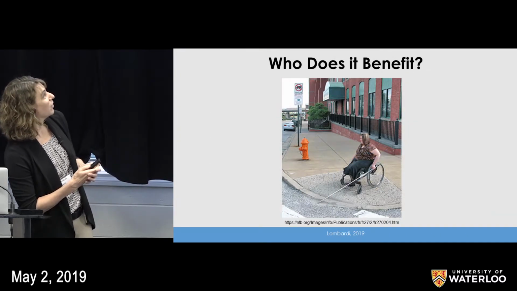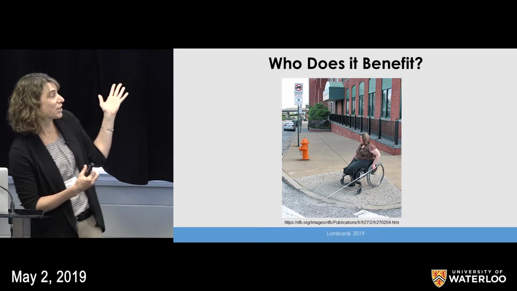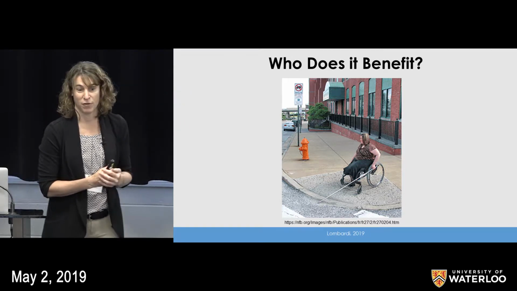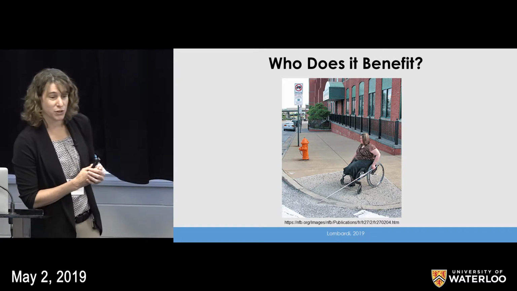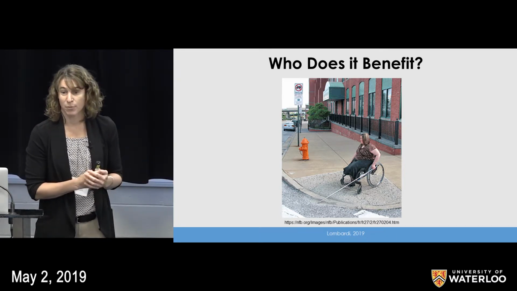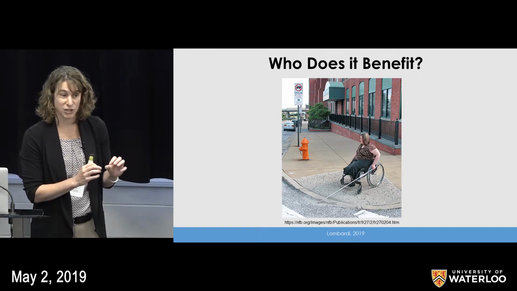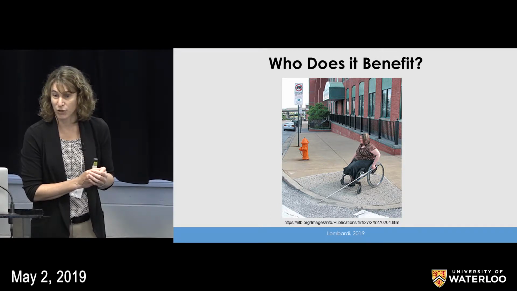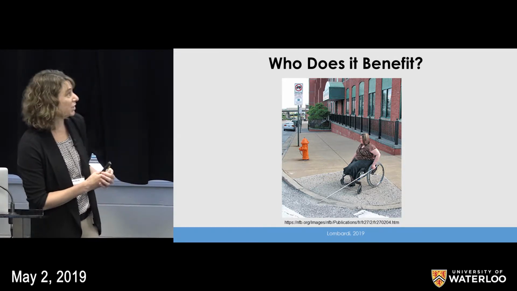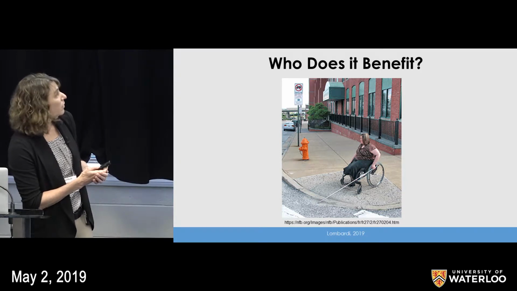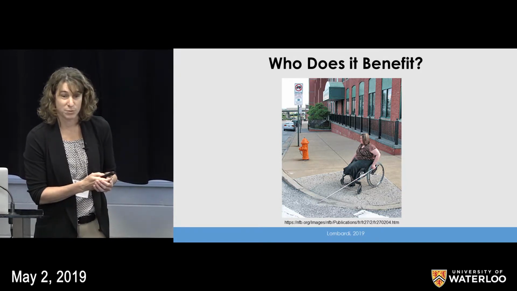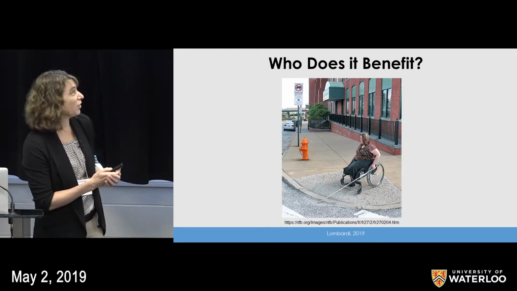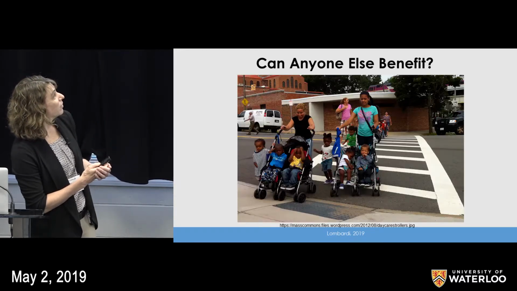So you've got, who does it benefit? So here's one person that would benefit from a curb like that, right? And she's a wheelchair user, so ramps are very important. And then also that raised texture that I was talking about can be very important for wheelchair users to be able to determine how close they're getting to the edge of the curb. And she also has a visual impairment. So that's also important for her to be able to determine how close she is to the edge of the curb. So she would benefit.